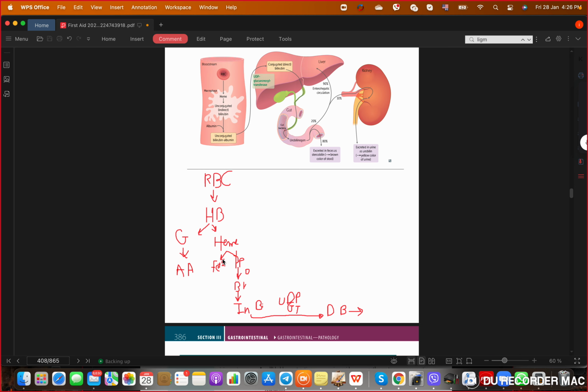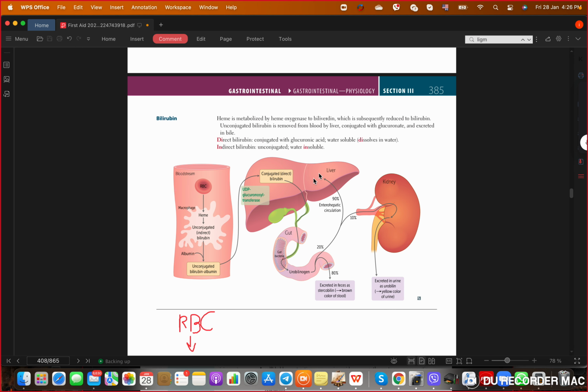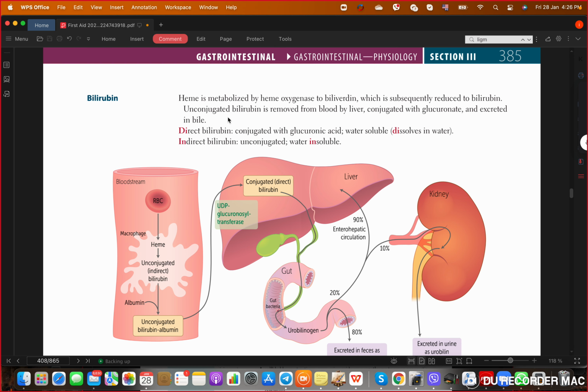The direct bilirubin will have some story, but until now, all good? Okay, let's take a look here. They say unconjugated bilirubin is removed from the blood by the liver, conjugated with glucuronate, and excreted in the bile. So the bile contains 3 main substances. What are they? Bile salts, cholesterol, and bilirubin. Conjugated bilirubin.